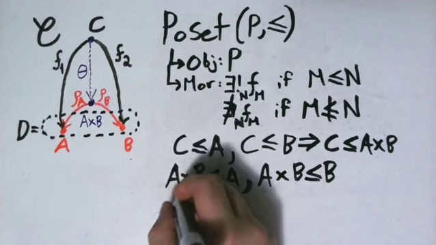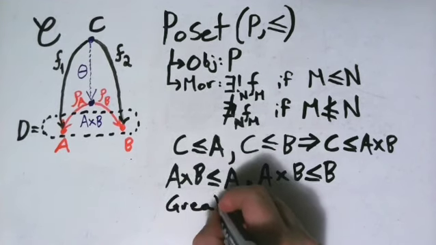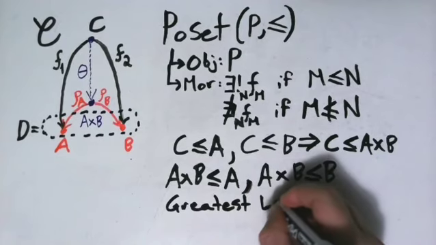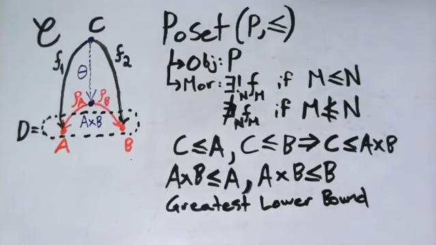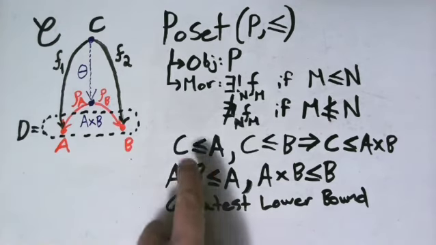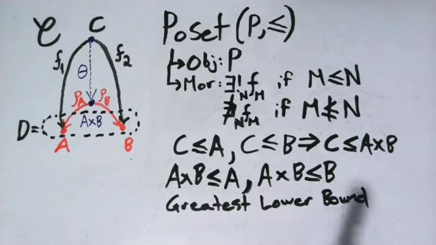Well, it's the greatest lower bound, right? The greatest lower bound of A and B is obviously less than or equal to both A and B. And if there's some other object that's less than or equal to both A and to B, then it has to be less than that.